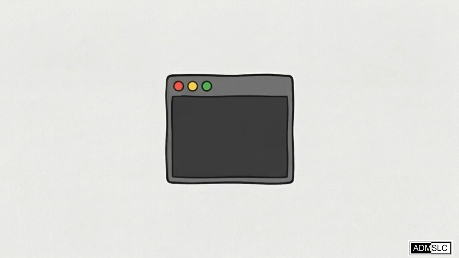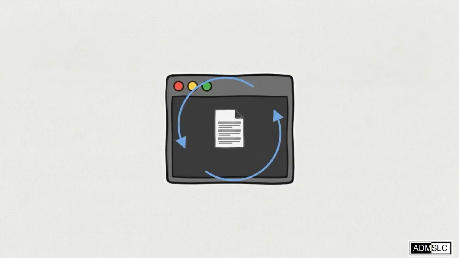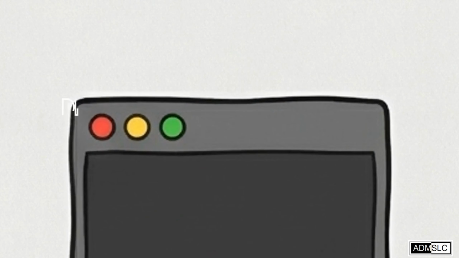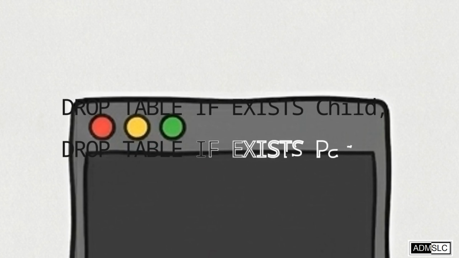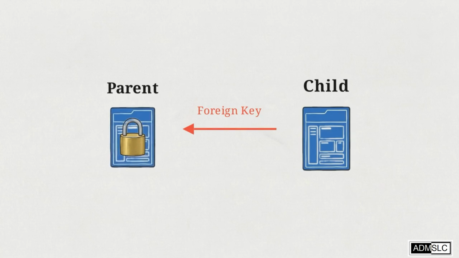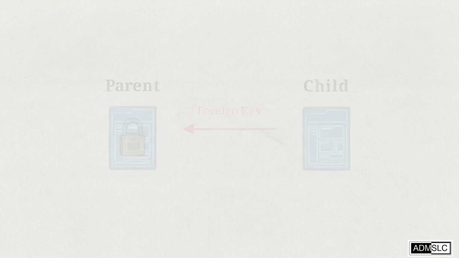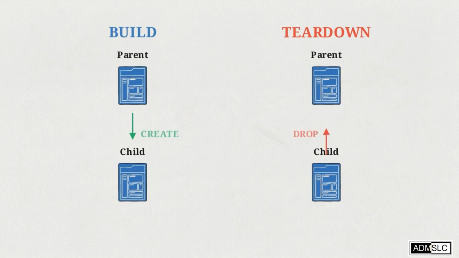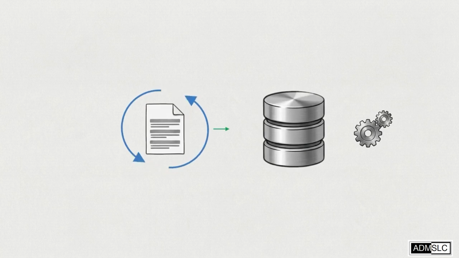A professional script must be capable of running flawlessly from scratch, even if you run it 100 times in a row. To do this, we add drop table if exists commands at the very top of our file to clear out old versions before the new tables are created. The teardown order follows a strict rule. You must drop the child tables before the parent tables. If you try to drop a parent while a child still references it, the database will throw a constraint error. It is the exact reverse of your creation order.